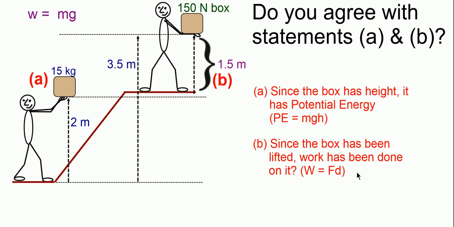B, a statement: Since the box has been lifted, and it is being lifted up, isn't it, by him walking up, work has been done on it. Does that make sense? Sure, force is exerted, and there's a distance. From 2 to 3.5, the distance is 1.5, so work is done. Let's do it step by step then.